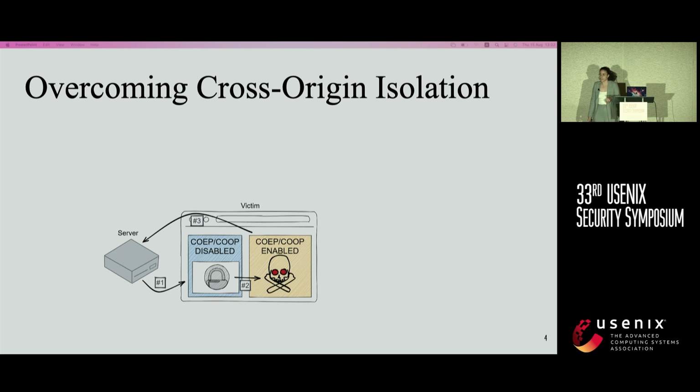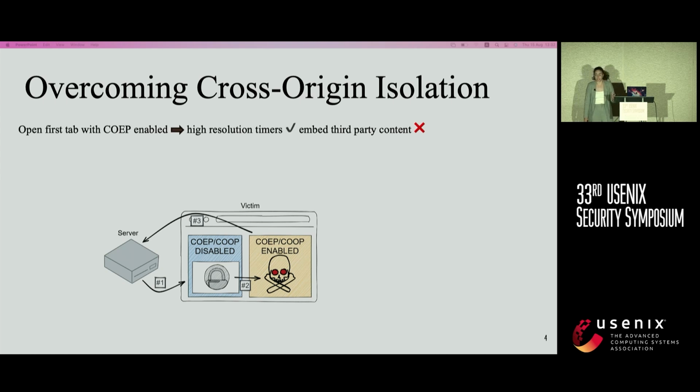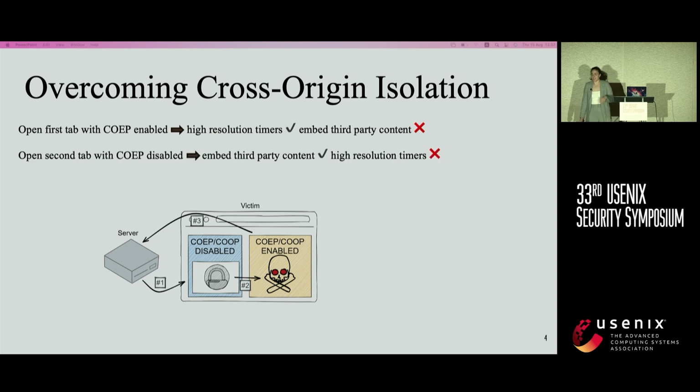One of the first challenges we overcame was the cross-origin isolation policy. If it is enabled, then we have access to high resolution timers, which is great, but it doesn't allow you to embed third-party content, so we can't steal pixels. And if you disable it, then you can embed third-party content, but there are no high resolution timers, so you can't do Prime+Probe.